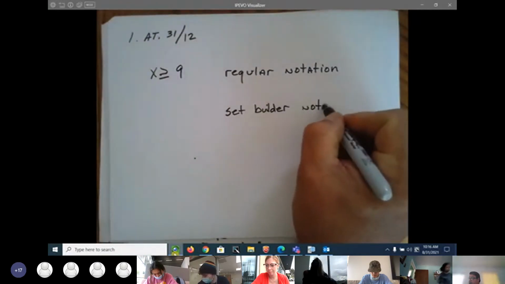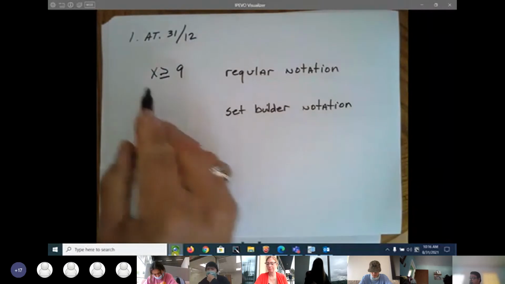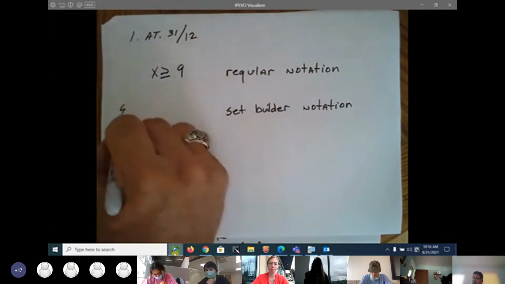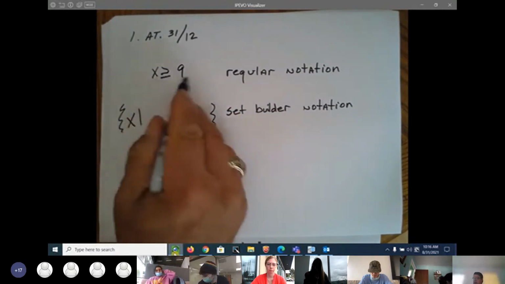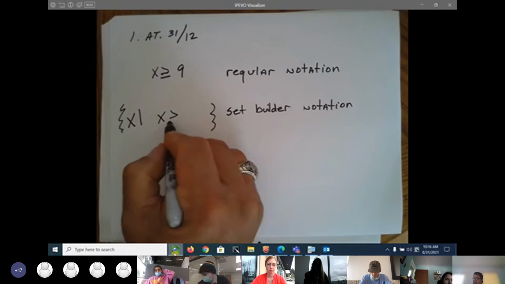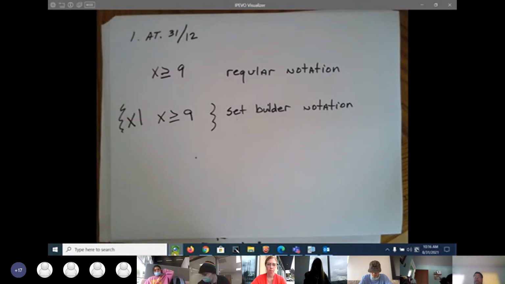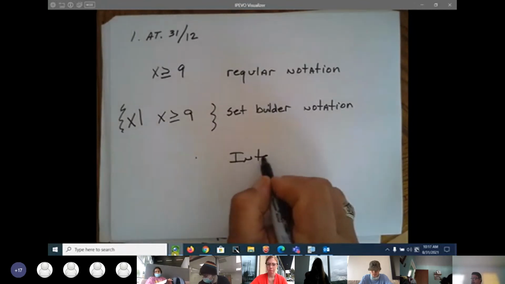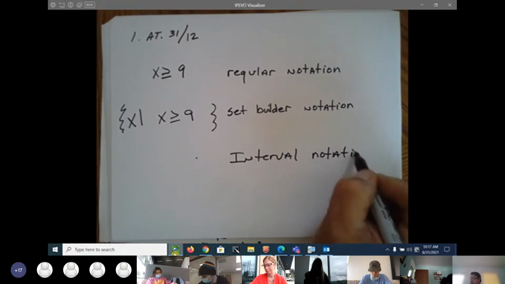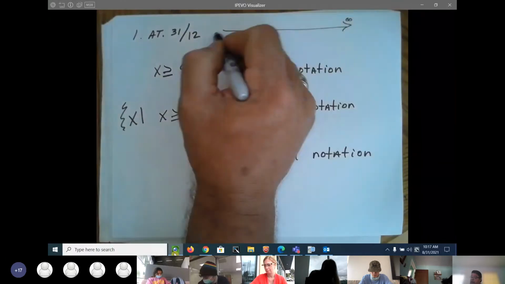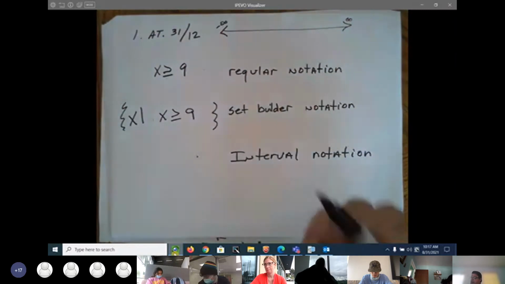Set builder notation. You just rewrite this with a set of braces, put an X such that, and then just rewrite whatever's here. That is called set builder notation. And then interval notation. The best way to do interval notation is to graph this function. That arrowhead's called positive infinity. This arrowhead's called negative infinity.